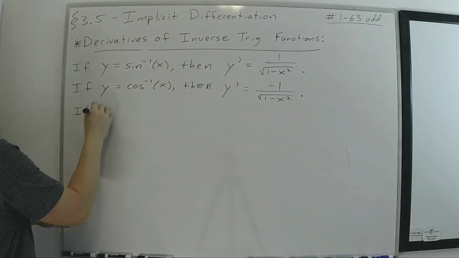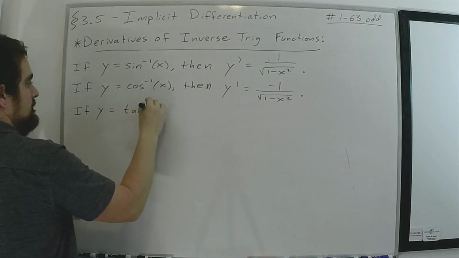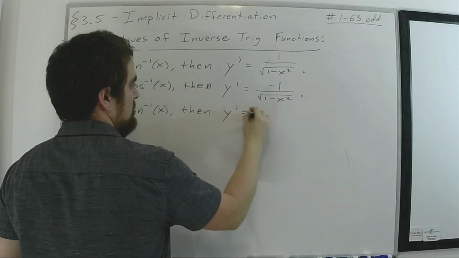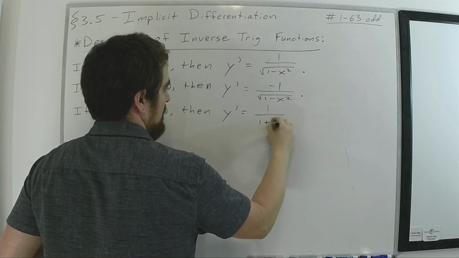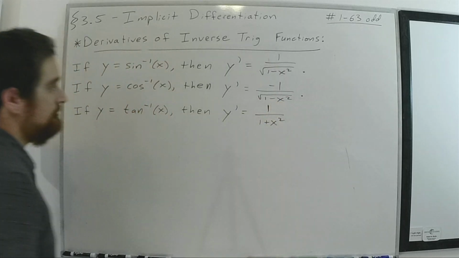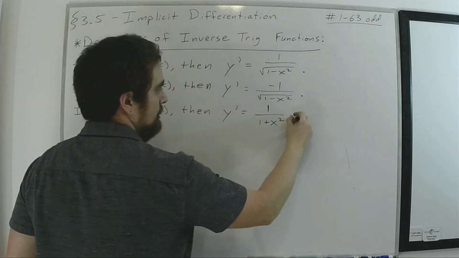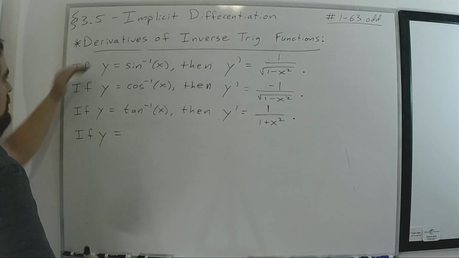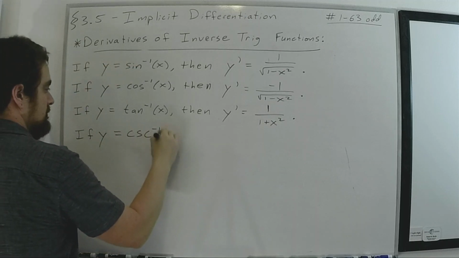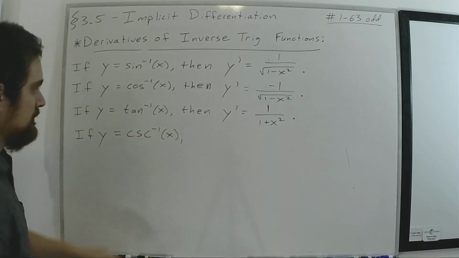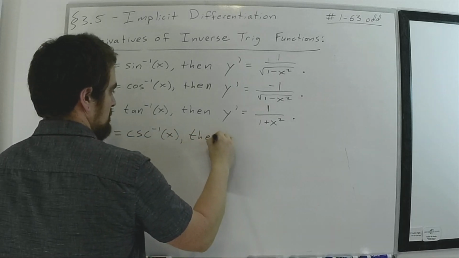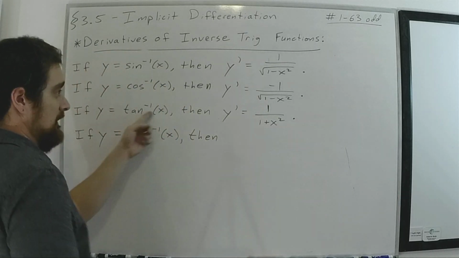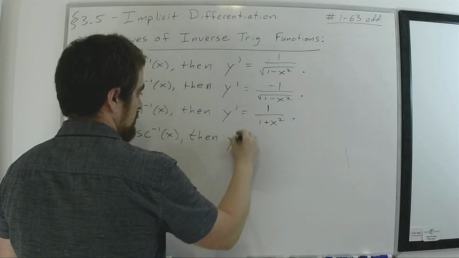If y is tangent inverse of x, then again, similar process, y prime is going to be 1 over 1 plus x squared. If y is equal to, let's go to cosecant inverse of x. The reciprocal functions you don't see as often. You see a lot of these, sine inverse, cosine inverse. I see a lot of tangent inverse in Calc 2. Calc 2 just seems to love that because it's actually a really nice function to deal with.